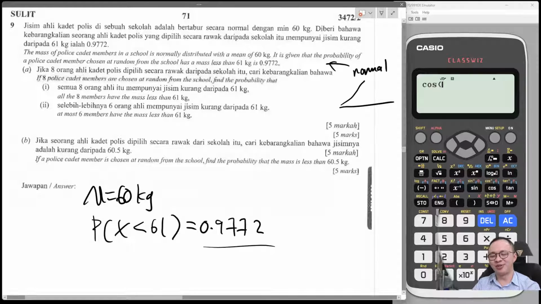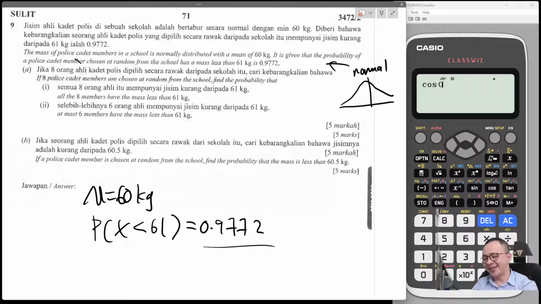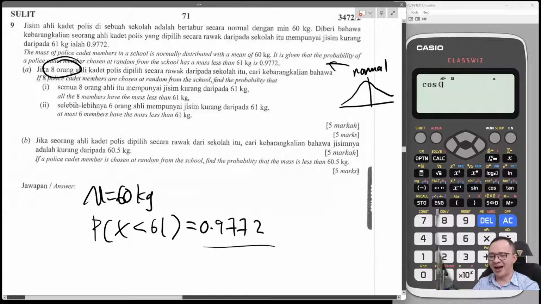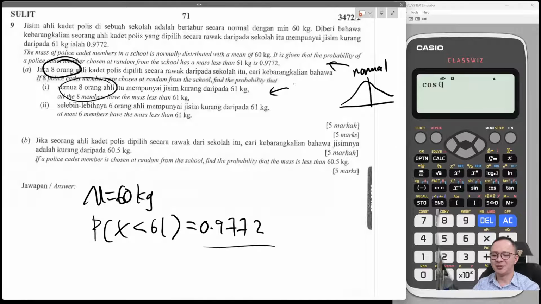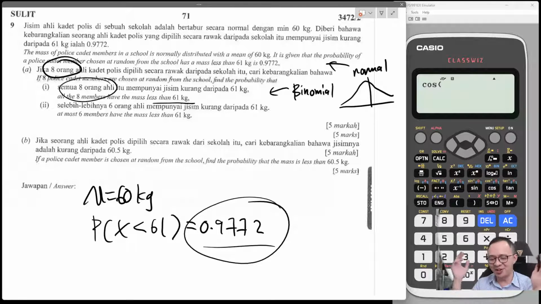Then a lot of students start to do the bell shape already. But then suddenly they give you the n value. And then they give you the r value. All the 8 members, right? It suddenly becomes binomial. And in binomial we must know what is p and q, right? If not, there's no way we do binomial. This is the reason why they use the same number again, less than 61 kg. So this normal distribution answer suddenly becomes the p of the binomial, 0.9772.